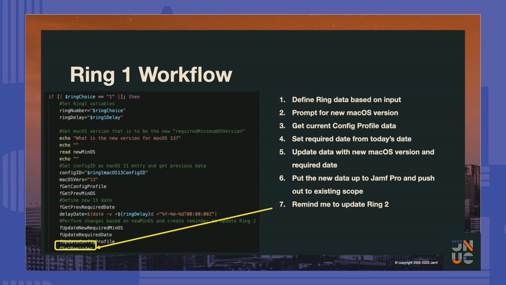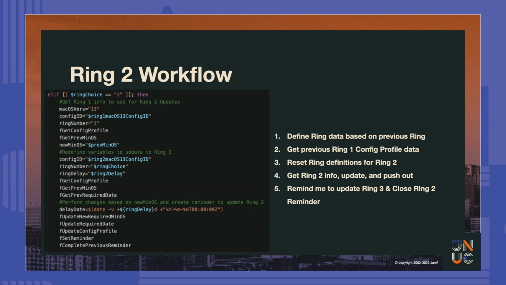All right, so if I choose ring 2, it's a week later, it's time to do this process all over. Pretty similar process, except it needs to start out by going and getting the information from ring 1. So that means we need to reset. I chose ring 2, but I need to redefine and say I'm going to go get ring 1 data. Get that, what was that previous minimum OS? I'm going to define what the new minimum OS needs to be by what the old one was from ring 1. And then now I need to reset my variables because now it's time to act as ring 2 again.